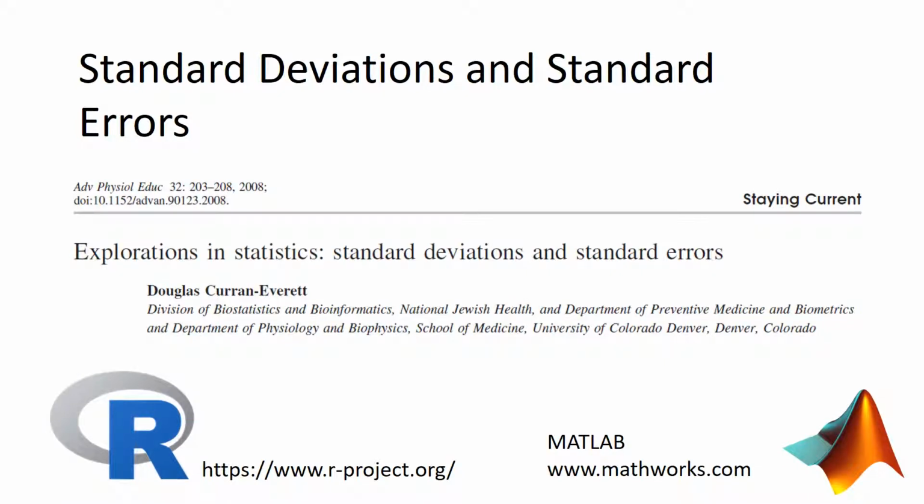The purpose of this lecture is to understand the meaning of standard deviation and standard error. In brief, standard deviation is a metric of the variability of a random variable. Standard error is a metric of the expected accuracy of an estimate of the mean of a random variable based on taking a finite number of samples of the variable.